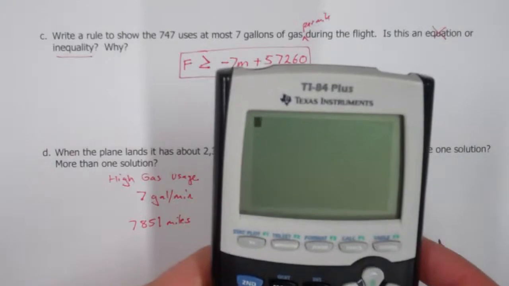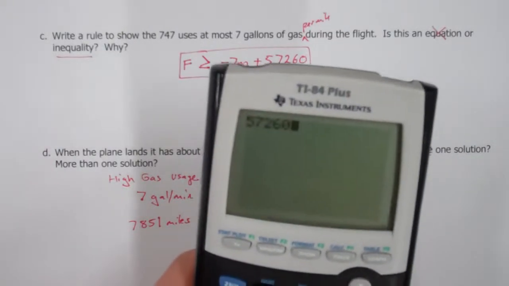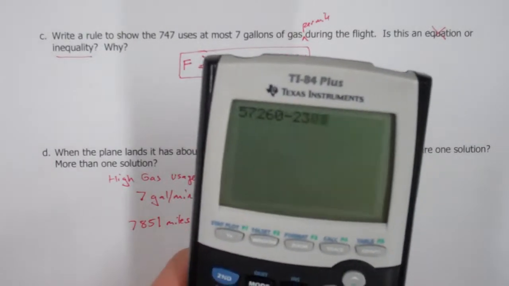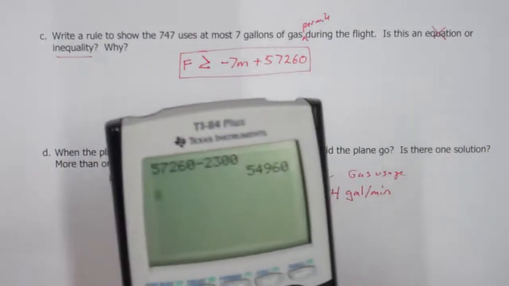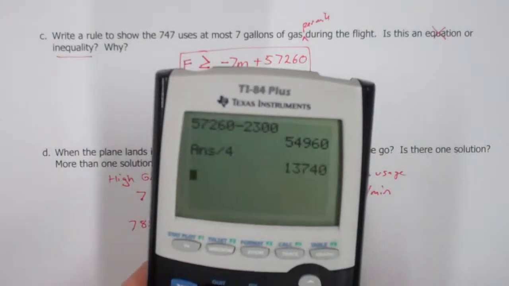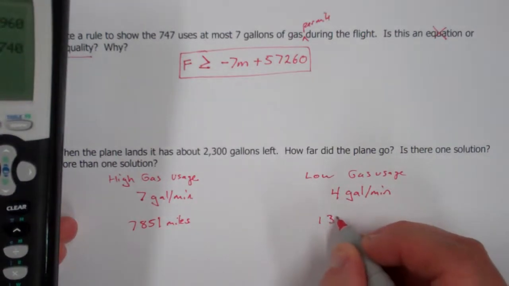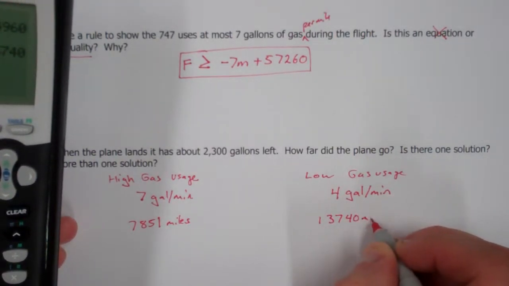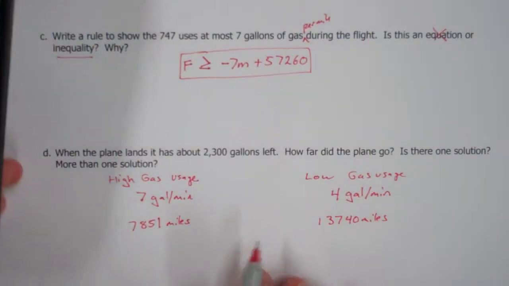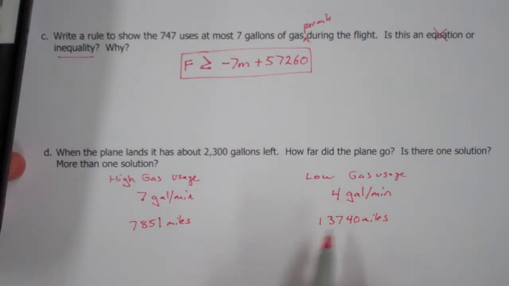And then we can do the same thing here. 57,260 minus 2,300, that's our 54,960. This time we're going to divide that by 4. So the airplane could be 13,740 miles down the road, depending on how heavy it is. The heavier it is, the more gas it uses, so it can't go as far. And here, with the lower gas usage, it's real light, so it's going to go a little bit further.